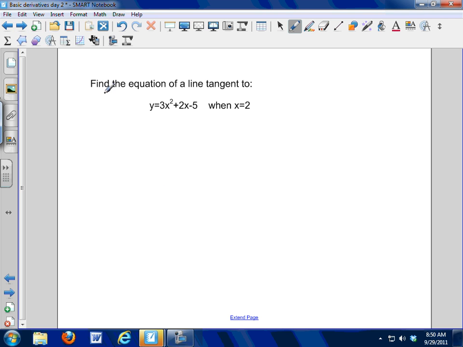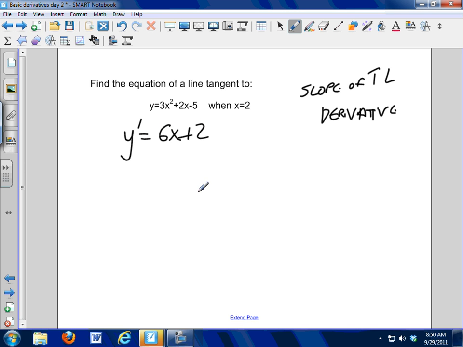In order to find the slope, what's the slope of a tangent line? That's right, you got it. The slope of a tangent line is the derivative. That's why we use them, derivative. All right, so it's the derivative. The slope of the tangent line is the derivative. So we need to start with the derivative. What's the derivative of y equals 3x squared plus 2x minus 5? I think it's 6x plus 2. Do you agree? Okay.